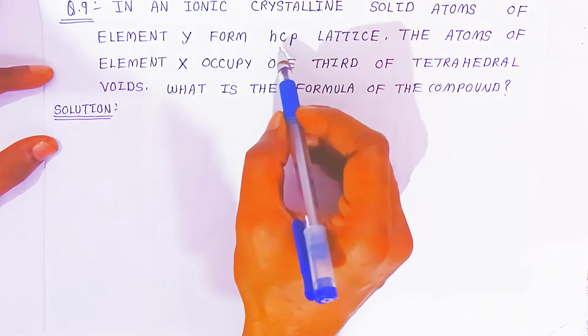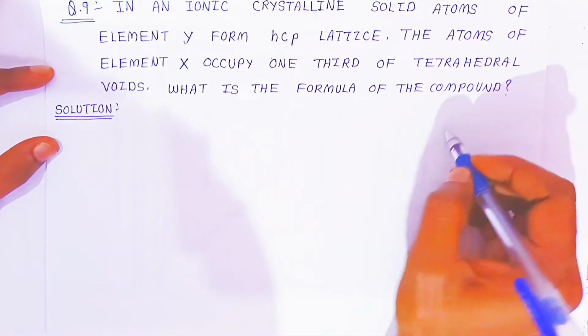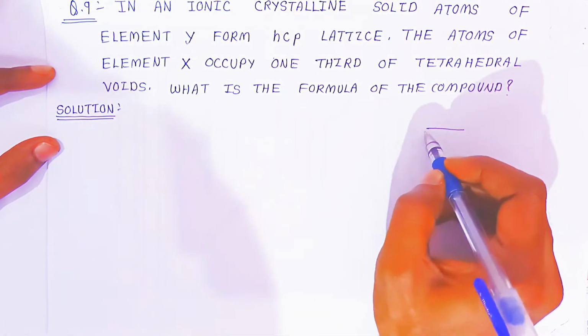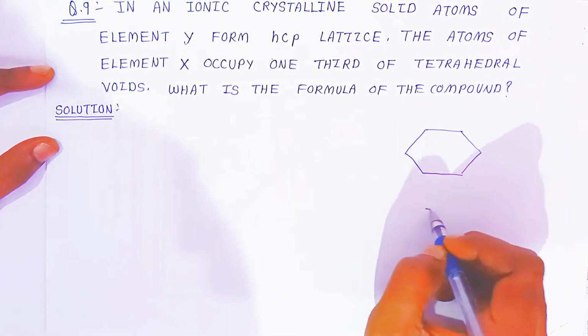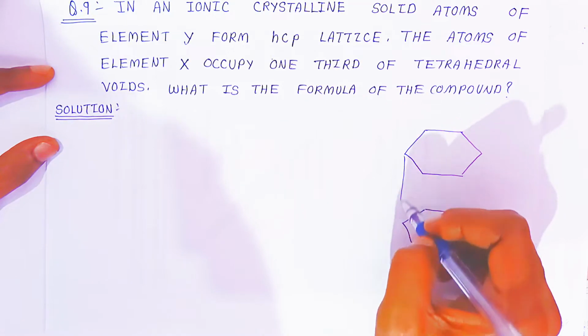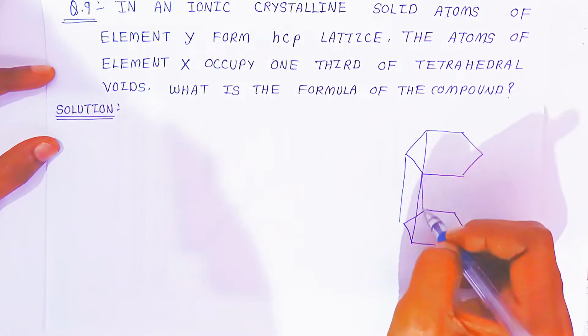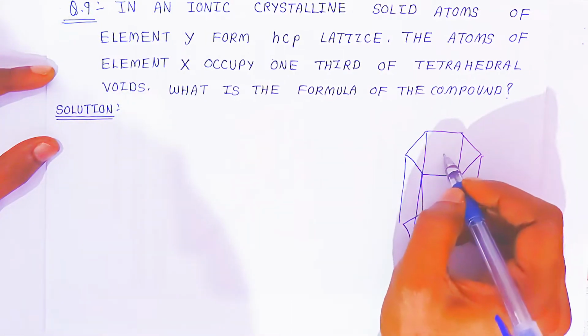So, students, first you have to draw the hexagonal close packing. Because it is hexagonal, the structure will be like this. You can draw it like this, because it is made of a hexagonal structure. This corresponds to this, and this way you have to draw the structure. So this is the hexagonal close packed structure, students.